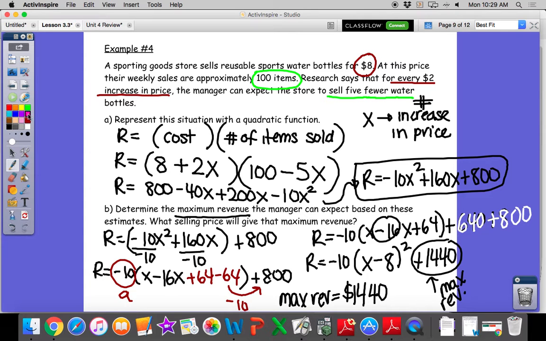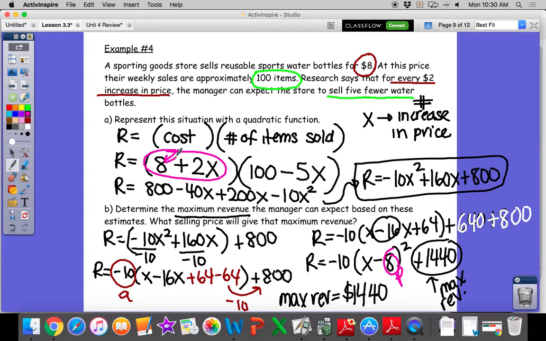Now, a common mistake that people make when they're answering the next question is they look at their p-value. The p-value is not really your answer. What selling price will give you the maximum revenue? This is your p-value, but that's not your selling price. This is only how many increases in price you actually did. So you have to be very careful. Your p-value, you're going to have to take it back to your cost bracket right here. We know that the original cost of the water bottle was $8.